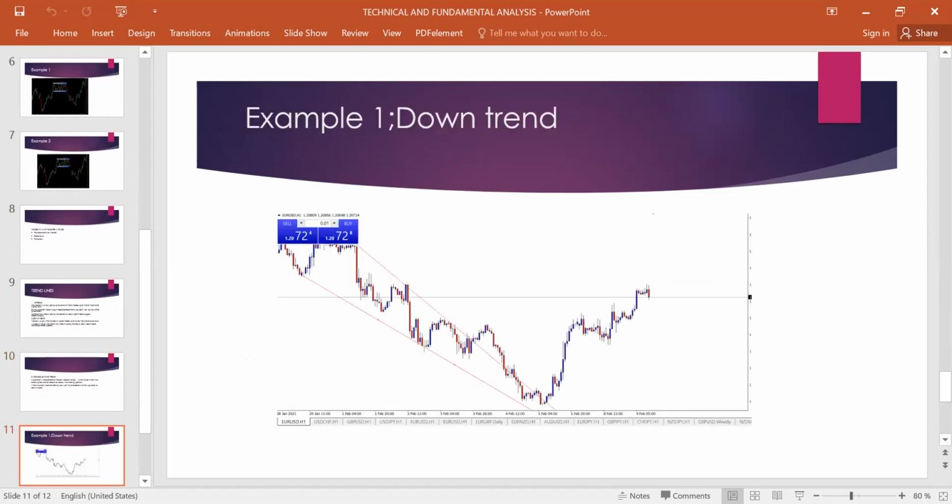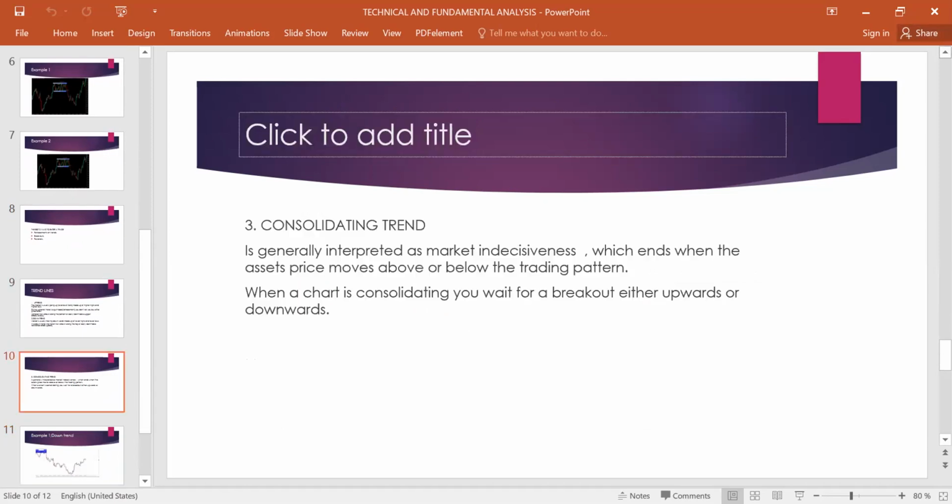So another trend that we have is the consolidating trend. The consolidating trend is generally interpreted as market indecision. The market is indecisive on which direction to move. So it ends when the asset price moves above or below, which is the breakout or the fake out that I was talking about. When a chart is consolidating, you wait for a breakout, either upwards or downwards, and then you wait for a confirmation, and then you execute your trade.